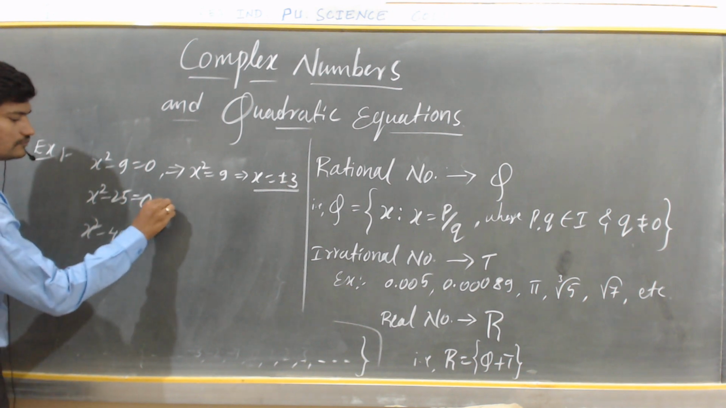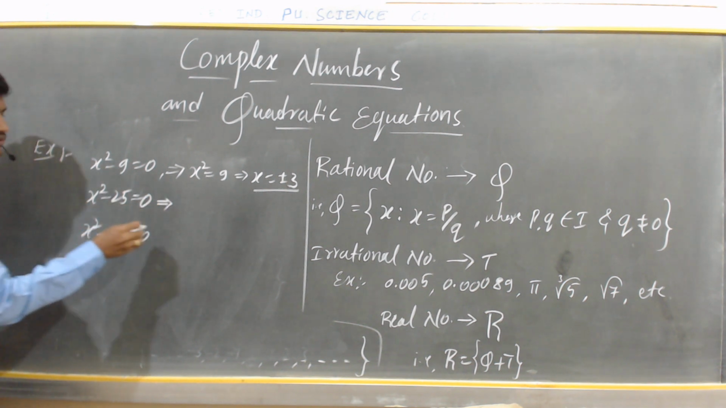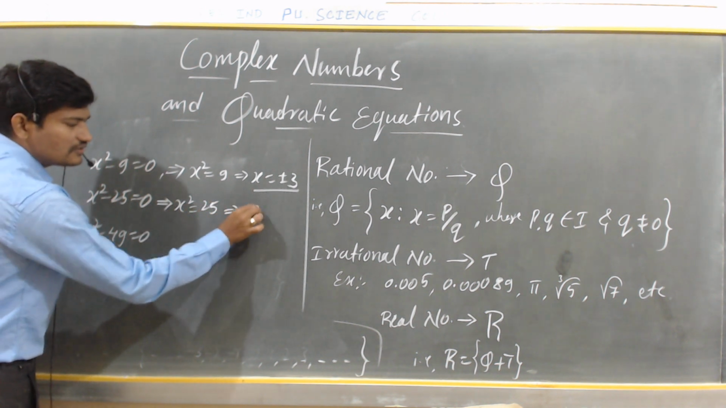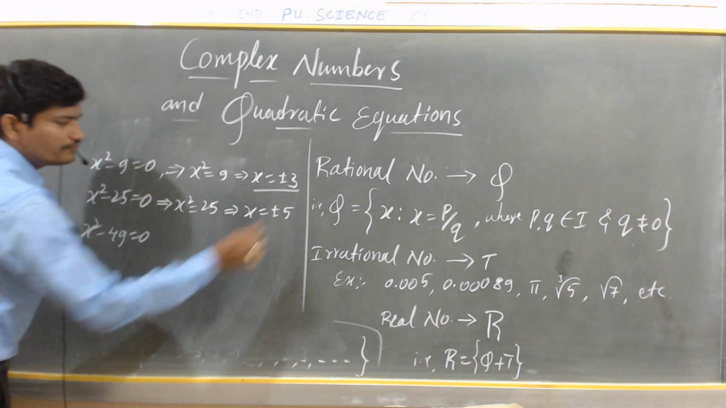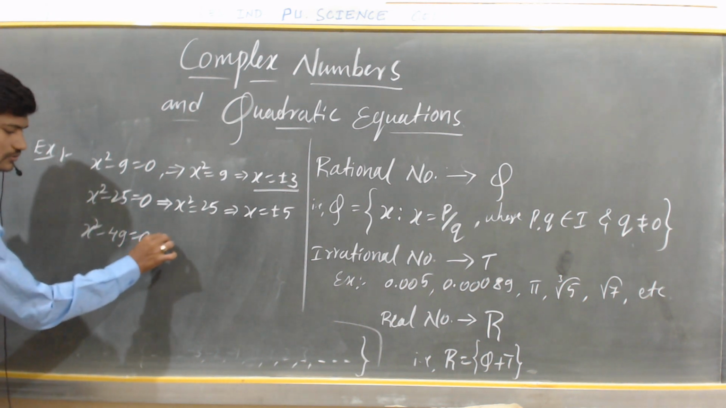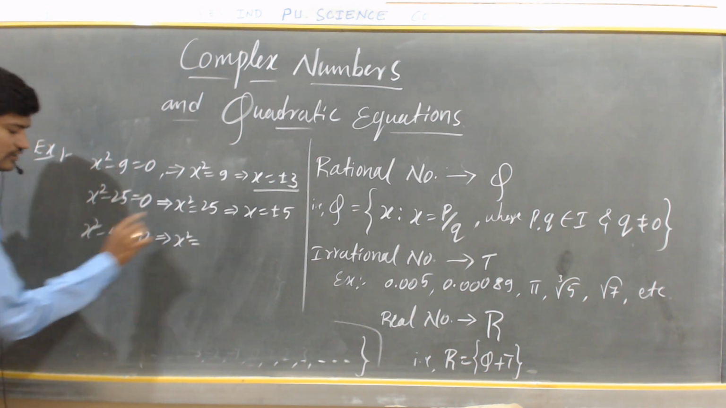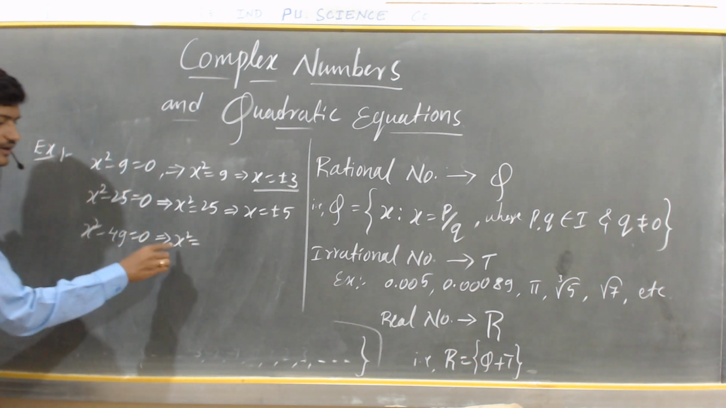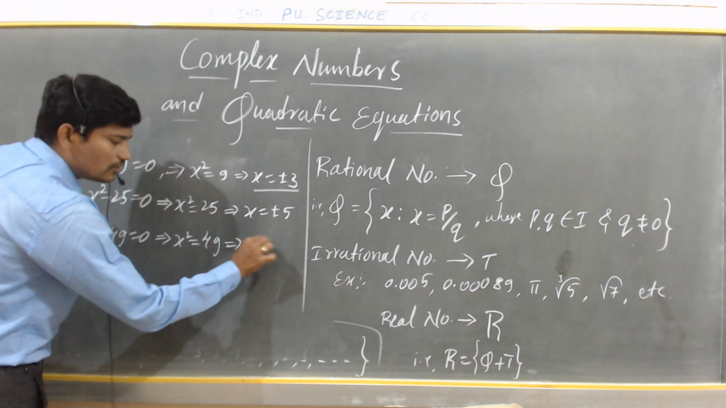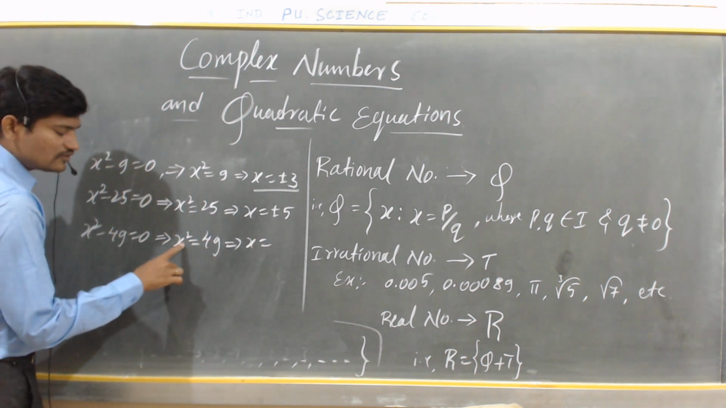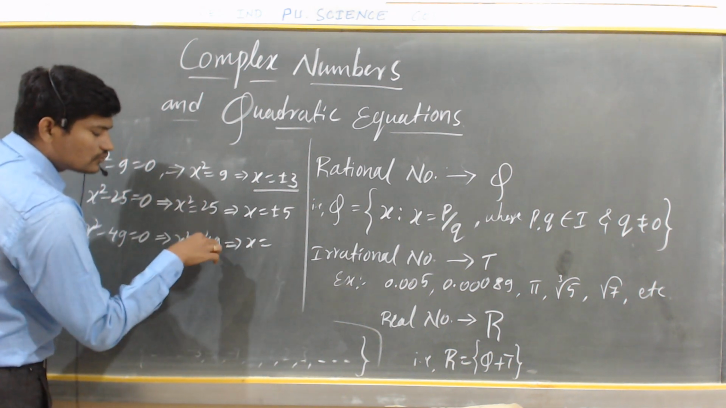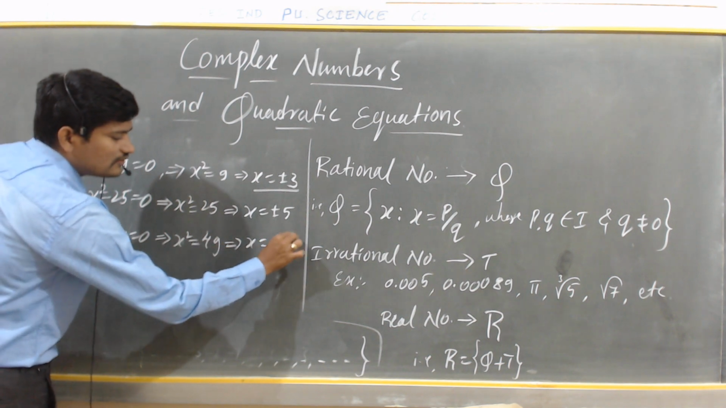Similarly, next one, x square minus 25: x square equals 25, so x equals plus or minus 5. Next, x square minus 49: minus 49 comes to this side, we get x square equal to 49, which implies x equals the square root of 49, that is plus or minus 7.